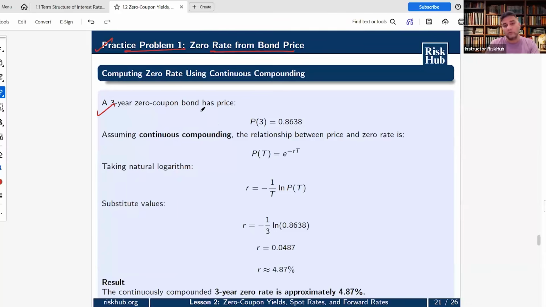Right, a 3-year zero coupon bond has price P3 given as 0.8638. Assuming continuous compounding, the relationship between price and zero rate is given by this equation. Taking log, we get this, substitute the value, we get the answer. The continuously compounded 3-year zero rate is approximately 4.87%. So that's perfectly fine.